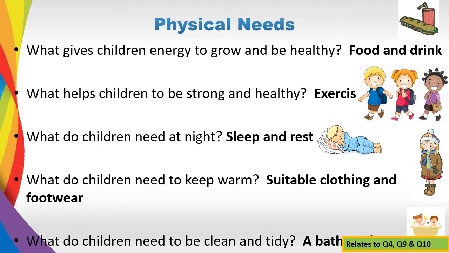So you will see food and drink is what gives children energy to grow and be healthy. We talked a little bit about it earlier on. Children do need food, and they do need drink, and they need to eat a healthy diet as well to give that balance for their growth. Exercise is what helps children to be strong and healthy. And again, we talked about it before when we said about children being able to get outside. They need to have a run around, need to have access to the outdoor area to get that exercise. Children need sleep and rest at night.